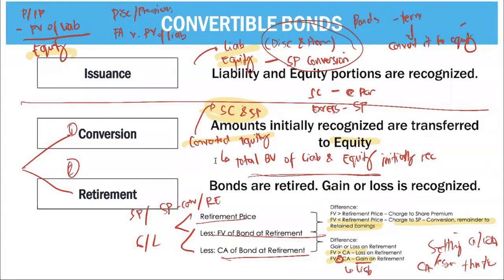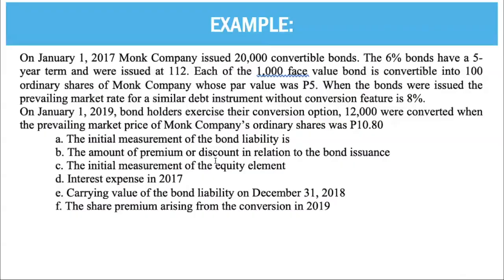Let's have an example of your convertible bonds. On January 1, 2017, Monk Company issued 20,000 convertible bonds. The 6% bonds have a 5-year term and were issued at 112. Each 1,000 value bond is convertible into 100 ordinary shares of Monk Company, whose par value was 5. When the bonds were issued, the prevailing market rate for a similar debt instrument without conversion feature was 8%. On January 1, 2019, bondholders exercised their conversion option. 12,000 were converted when the prevailing market price of Monk Company's ordinary shares was 10.8.